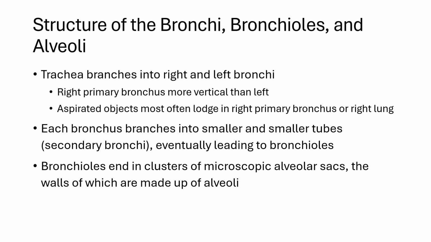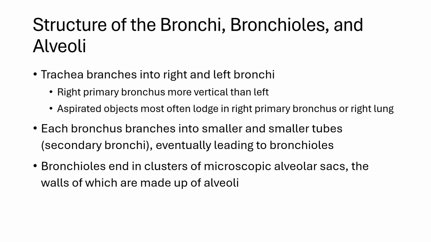So from the trachea, it then branches into the right and left bronchi. The right primary bronchus is more vertical than the left. Aspirated objects most often lodge in that right primary bronchus or the right lung. Each bronchus branches into smaller tubes and eventually down to the bronchioles. Bronchioles end in clusters of microscopic alveolar sacs, the walls of which are made of alveoli. So that's when we talk about the alveoli, it's all the way down at the bottom of this inverted tree.